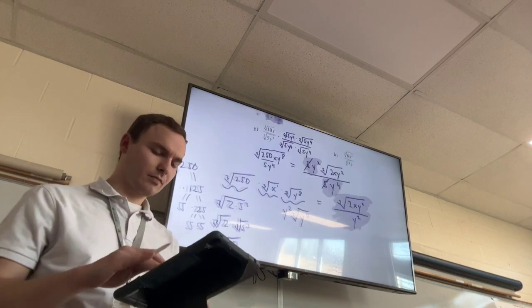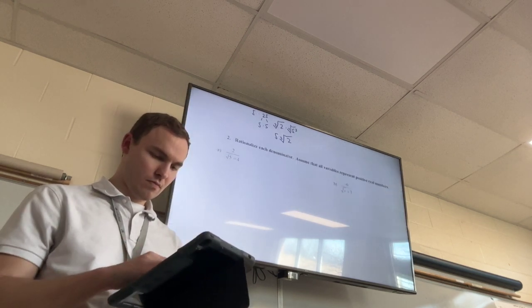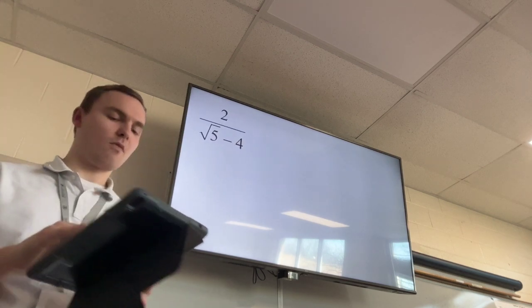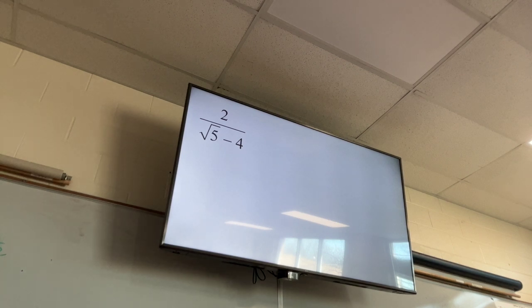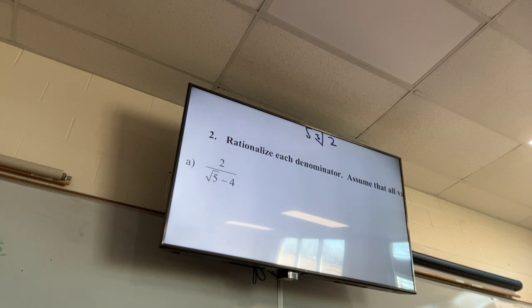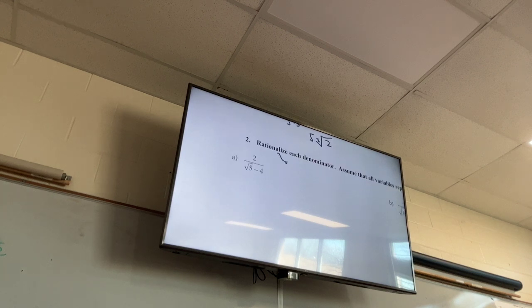All right. Let's move on to the back, okay? Now what do I do here? What's the difference here? Multiple terms on the bottom, right? So I have to do what? What do you think I'm going to do? Now to rationalize, I'm going to multiply the top and the bottom by the conjugate.